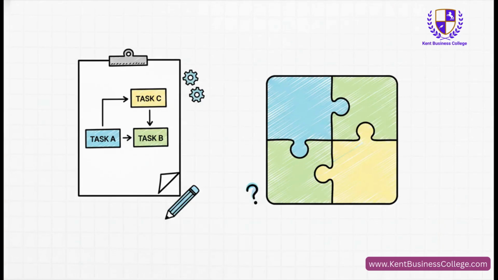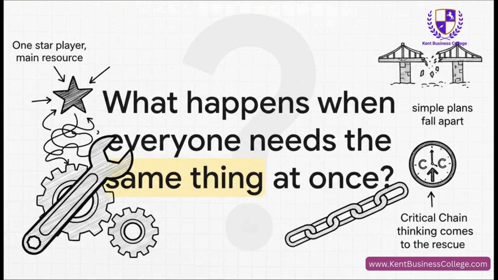So picture this. You're handed a project plan. You've got a few tasks, you can see which one follows the other. It all looks pretty neat and tidy, doesn't it? A lovely little puzzle. I mean, what could possibly go wrong? Yes, reality bites. This is the classic spanner in the works. Suddenly, 2, maybe 3 tasks all need your star programmer or your only specialized machine. And this, right here, is where a simple-looking plan can fall to pieces. But it's also where critical chain thinking comes to the rescue.